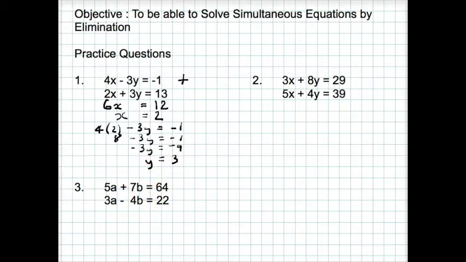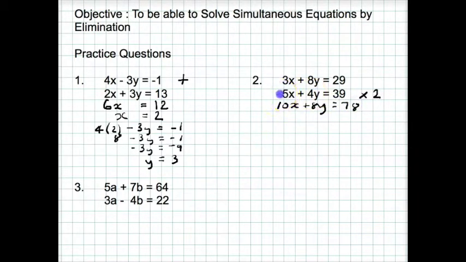Question 2 then. This time I'm going to have to make one of these, either the x's or the y's, the same. It's not done for us like it was in the first one. It's not very easy to make the x's the same because I've got to multiply 3 by a decimal or fractional number. But the y's I could do easily by timesing equation 2 by 2, to give me 10x plus 8y equals 78.